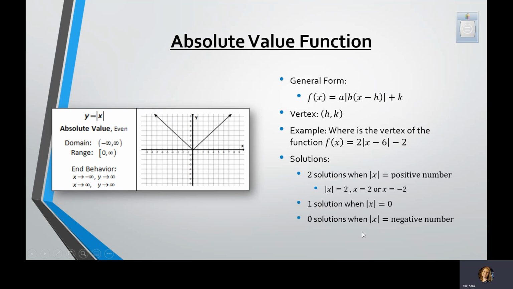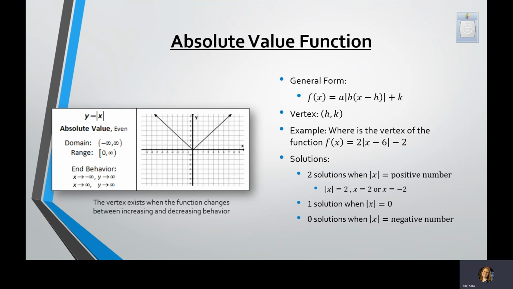Now, if the absolute value comes out to be a negative number, that doesn't make sense. There's nothing I could plug in for x and take the absolute value of it and get a negative, because absolute value always comes out positive, right? So when you're solving, you have the absolute value set equal to a negative, that means there's no solution. That graph does not cross the x-axis.